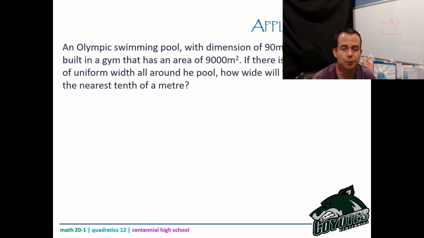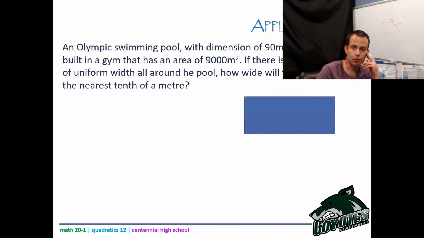An Olympic swimming pool with dimensions of 90 meters by 60 meters is being built in a gym that has an area of 9,000 meters squared. If there's to be a sidewalk of uniform width all around the pool, how wide will the sidewalk be to the nearest tenth of a meter? Okay, so what are we looking at? We want to try and get a visual here for a second.